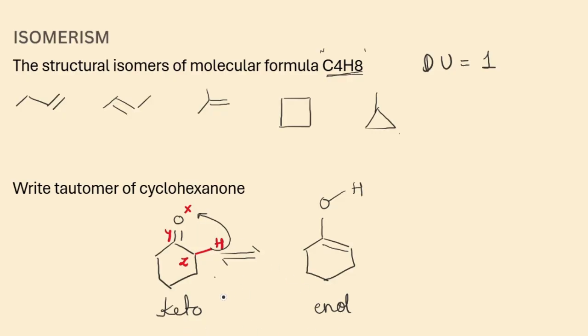And this is called keto-enol tautomerization. In the next video, I'm going to discuss stereoisomers in detail. Thank you for watching this video. Until next time.